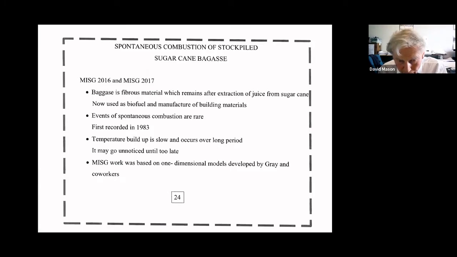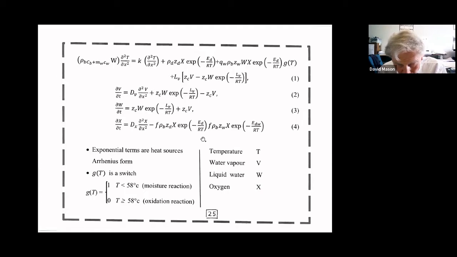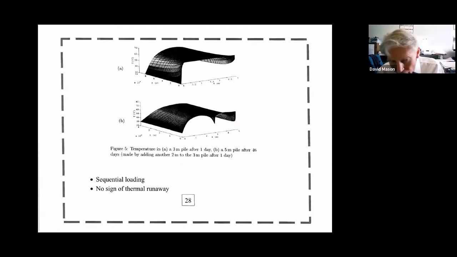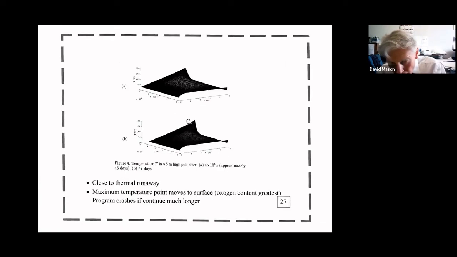Another problem was the spontaneous combustion of sugar cane. I'm not sure if we'll have time to do that, so the recommendation was this. I'll just go back to this. If you've got a pile of sugar cane, they store it because it's useful as a biofuel, but it would combust spontaneously after about 50 days.